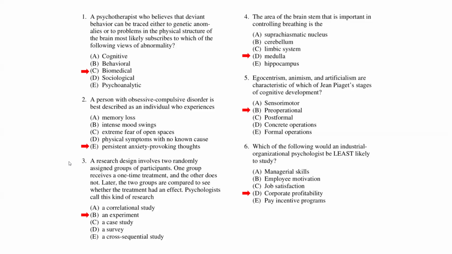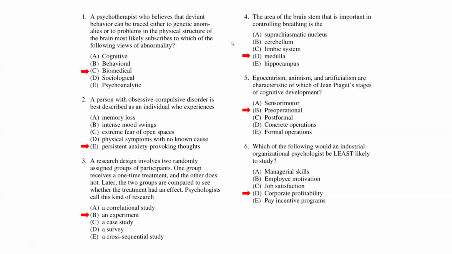Number three: a research design involves two randomly assigned groups of participants. One group receives a one-time treatment and the other does not. And later, the two groups are compared to see whether this treatment had an effect. Psychologists call this kind of research an experiment. Usually the way you can tell the difference between all of these is that if there is a treatment that is given, then most likely it is an experiment.